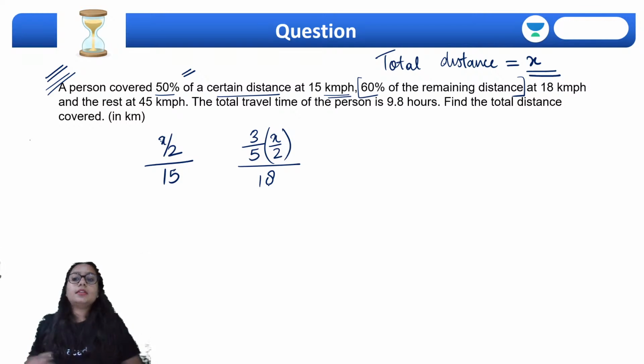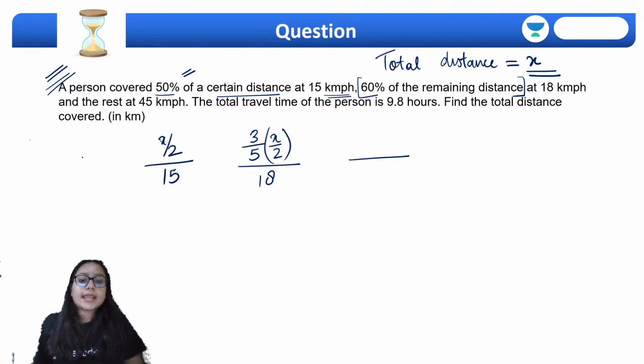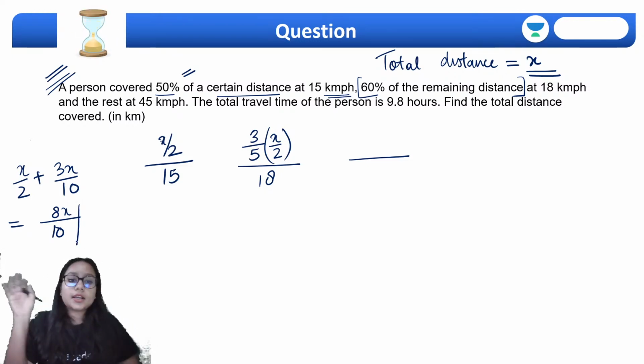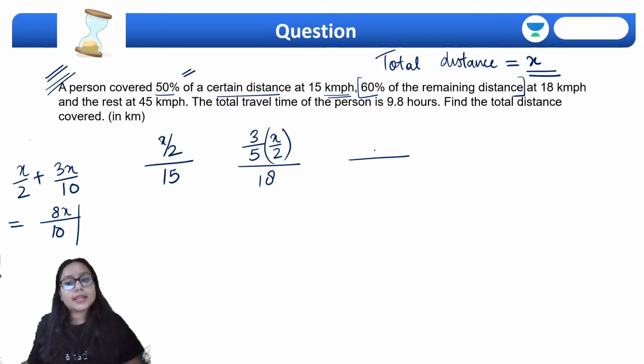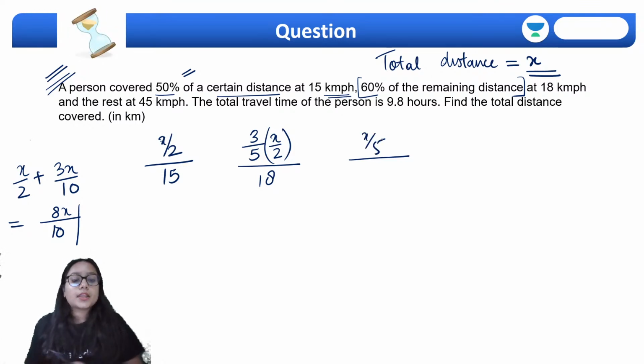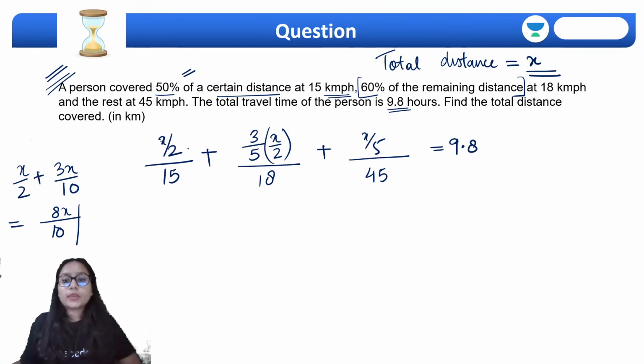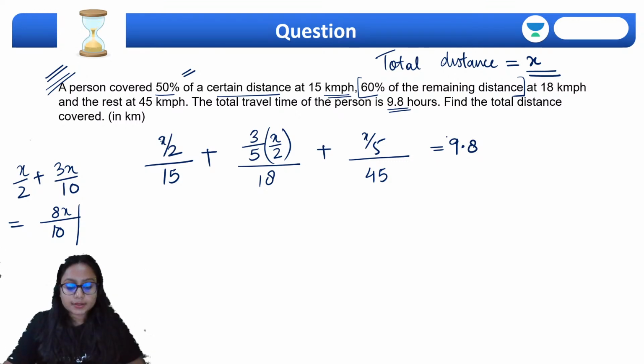So at 18 kilometers per hour. Then the rest, how much of the distance is remaining? Now see, x by 2 is covered and 3x by 10 is covered. If you add these two numbers, you will get 8x by 10. So 8x by 10 is already covered, which means the remaining distance is 2x by 10, which is x by 5. Now this distance is covered at 45 kilometers per hour. Therefore the total time given is 9.8. So this is the equation that we get. Please solve this for x, you will get the right answer. Now quickly everyone, please solve it for x and tell me the correct answer.